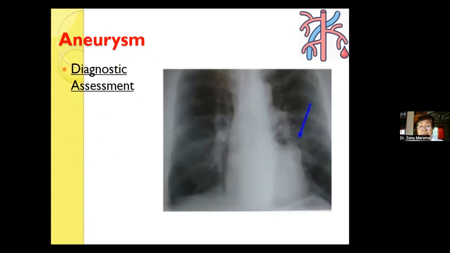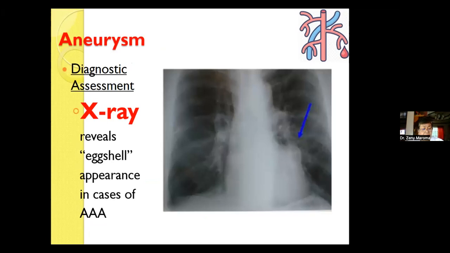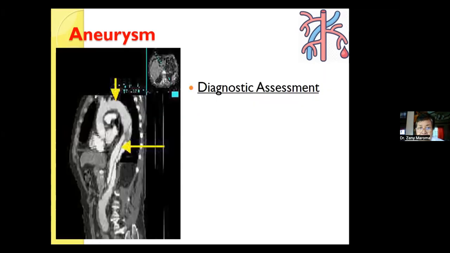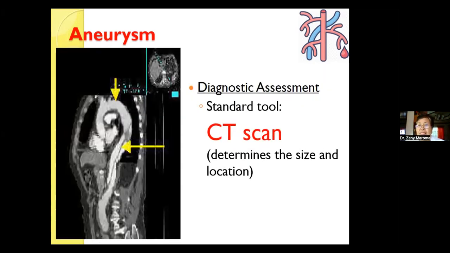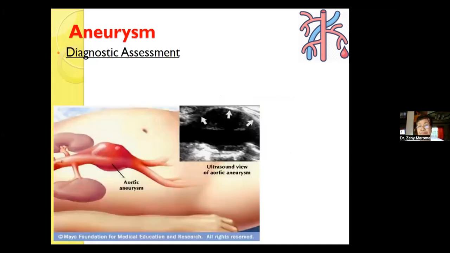Okay? So, anong assessment? X-ray revealed eggshell appearance in case of AAA. Pwede rin arteriography o kaya CT scan. It determines the size and location of the aneurysm or abdominal ultrasound.